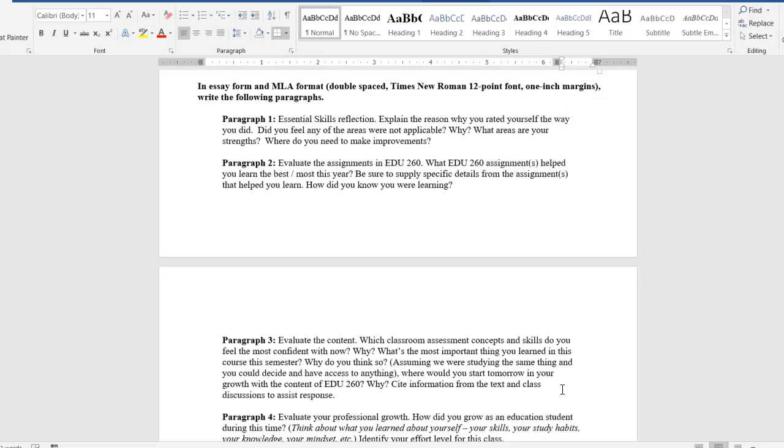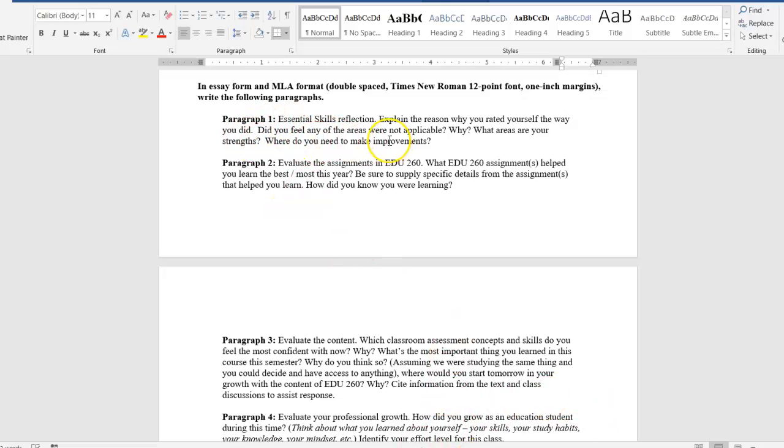So that really basically means that when you type your essay, it needs to be double spaced. You indent the first line of your paragraphs. You need to be in Times New Roman font. It needs to be 12-point font, and you need to have 1-inch margins. And then you're going to write the following paragraphs.